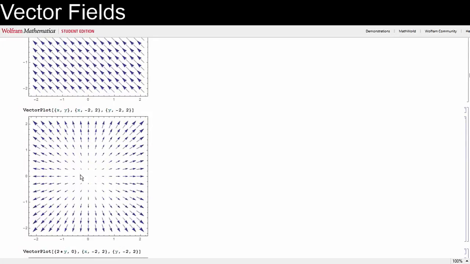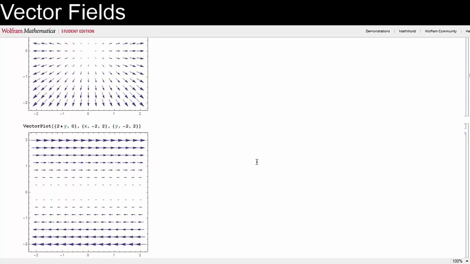Okay, here we have the vector field x comma y. And you can see, at the origin there's nothing, and then as we move further and further away from the origin, the vectors get bigger and bigger, or the arrows here get bigger and bigger. Right? And that's what we were kind of drawing on in the video.